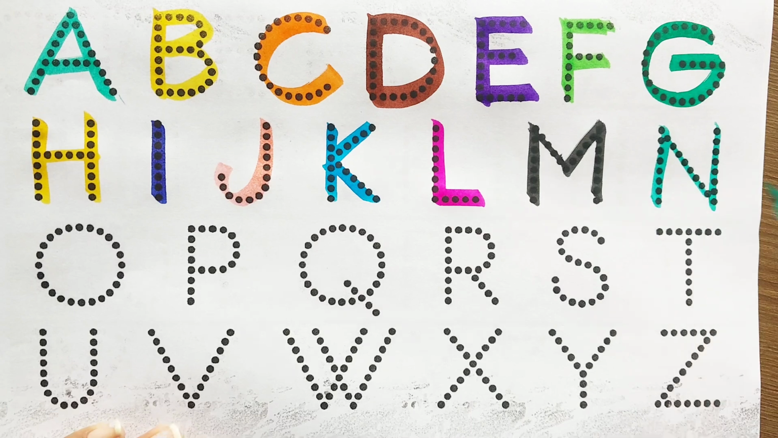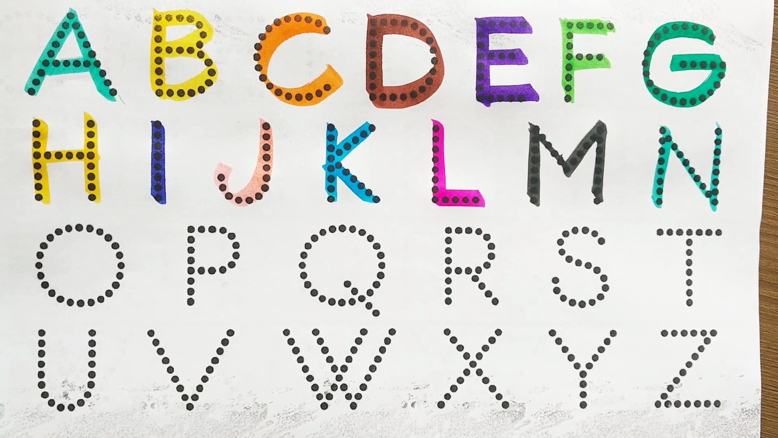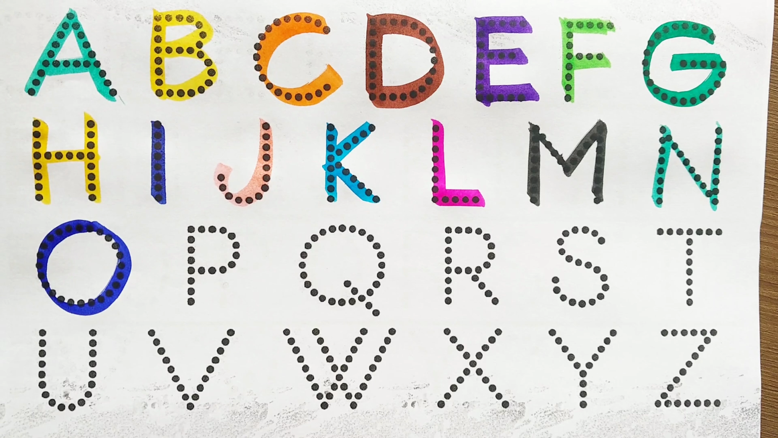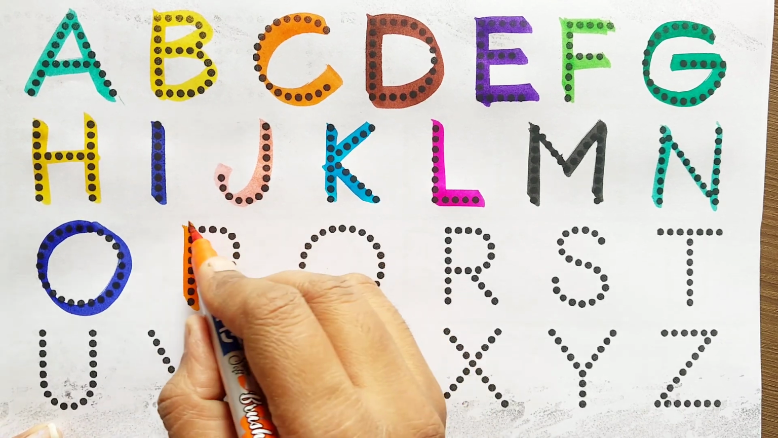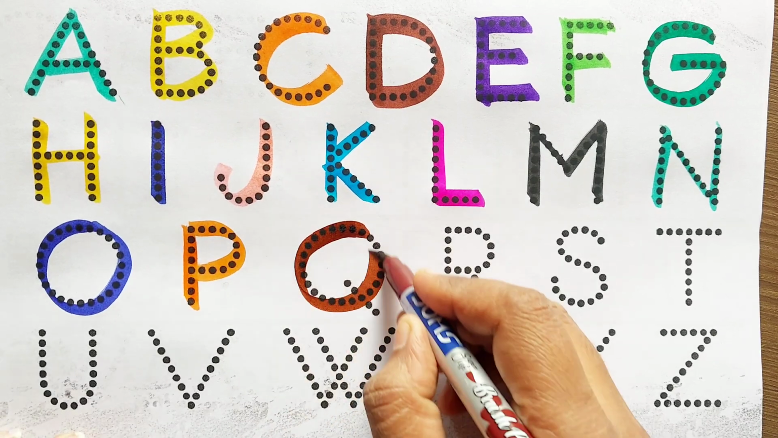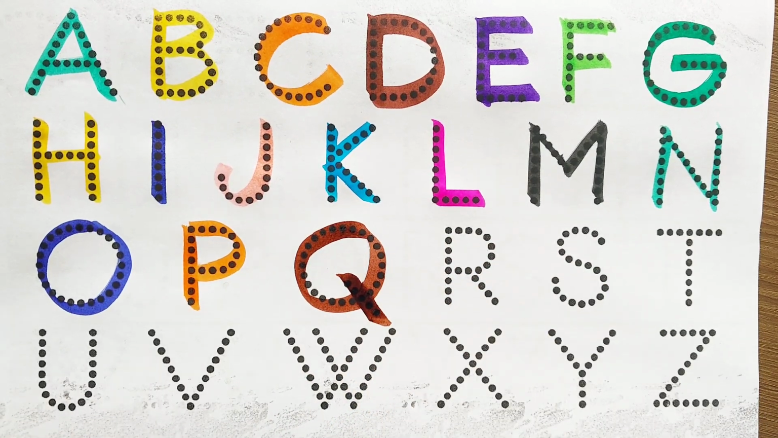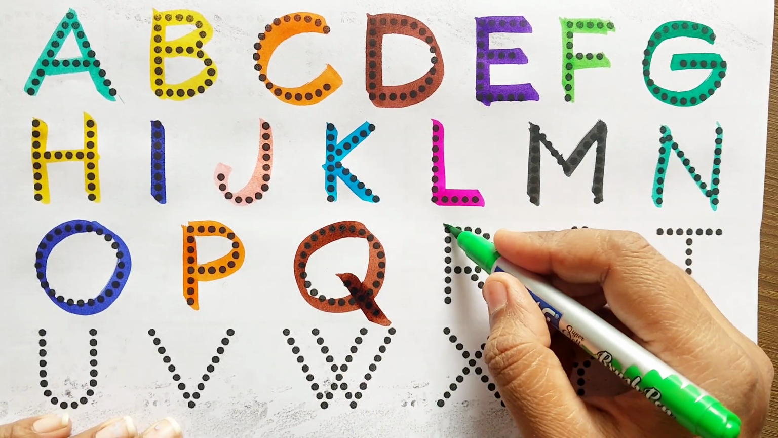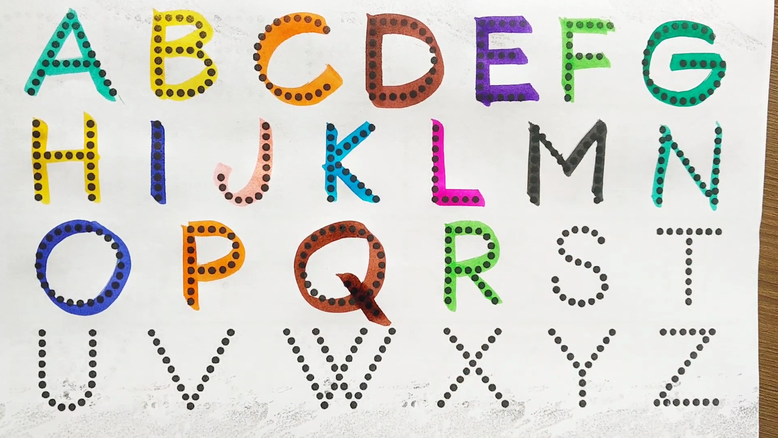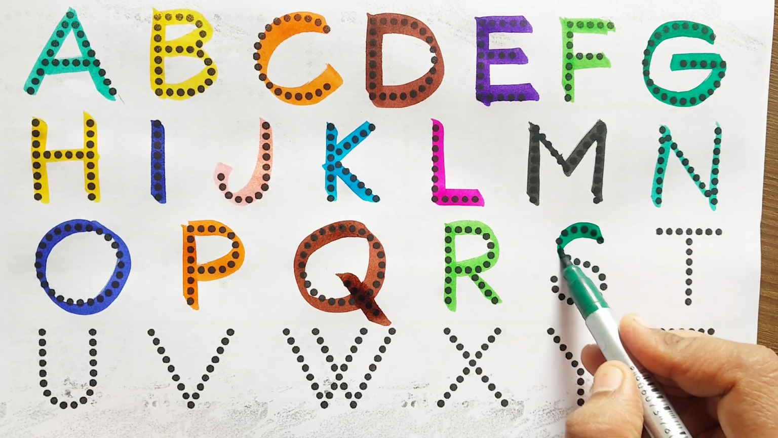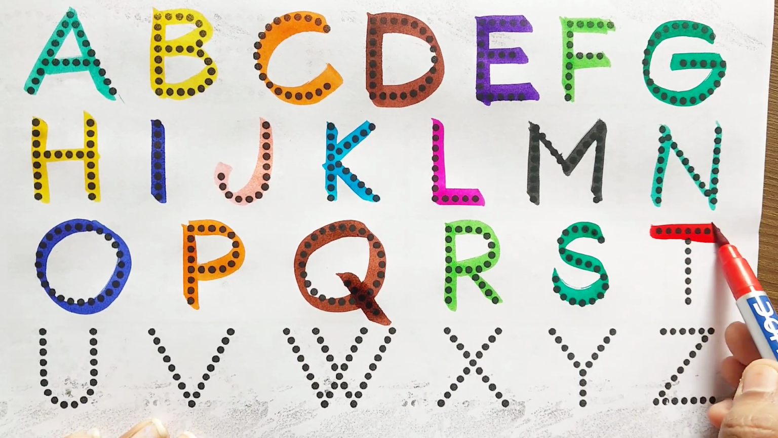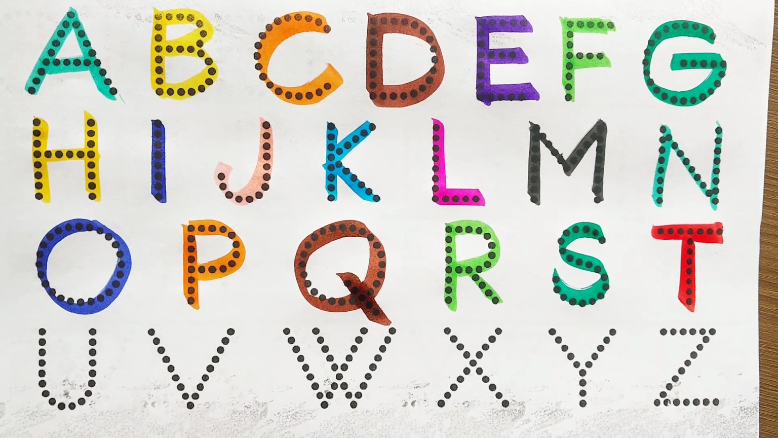N for nest. O for octopus. P for penguin. Q for quilt. R for rabbit. S for sun. T for tomato.